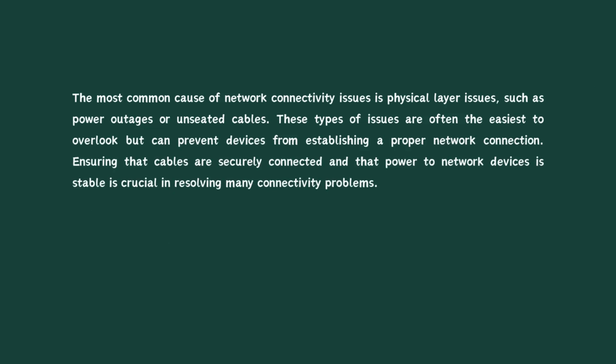The most common cause of network connectivity issues is physical layer issues, such as power outages or unseated cables. These types of issues are often the easiest to overlook, but can prevent devices from establishing a proper network connection. Ensuring that cables are securely connected and that power to network devices is stable is crucial in resolving many connectivity problems.